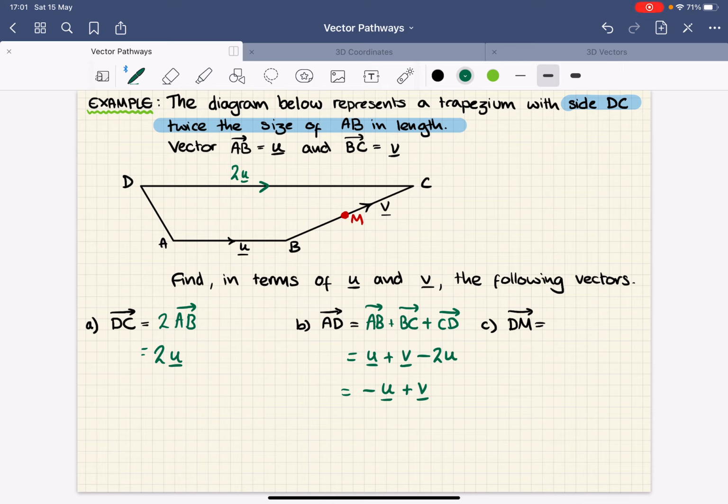Then lastly, I want to find my journey from D to M. So my options are to go from D to C and then this C to M here. So I'm going to go from D to C and then C to M. So D to C, I'm going along with the arrow, so that's going to be 2u. Then C to M, again, I know M is the midpoint, so it's halfway along this line here. So it's going to be halfway of this vector. So it's going to be a minus, because I'm going against the arrow, then half of that vector v.